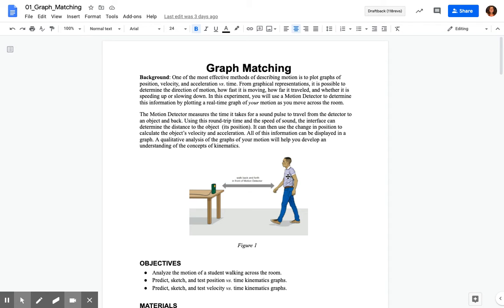So we should have our graphing match lab up. I'm just going to show you a few things about Logger Pro in case we have any issues with the lab. You should be in your lab groups. Please make sure that you are with your lab partners, whether they're in school or virtual.